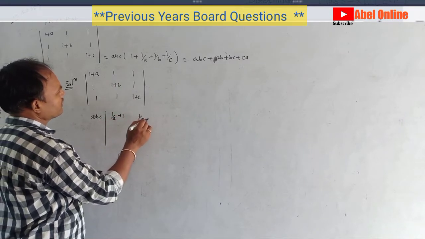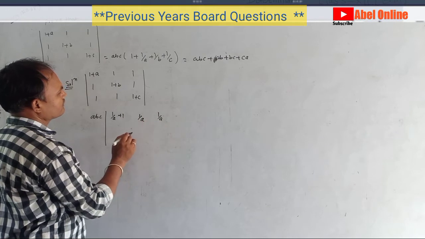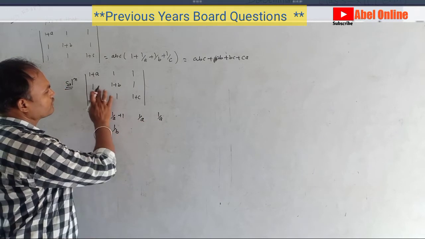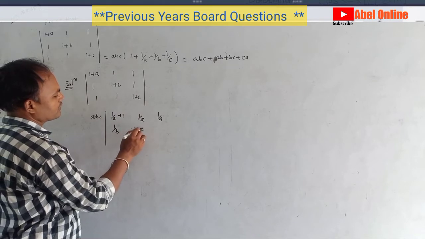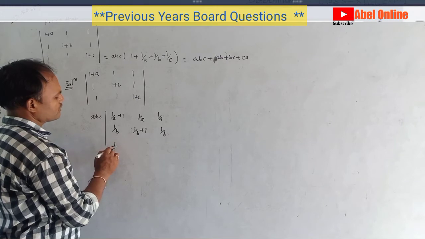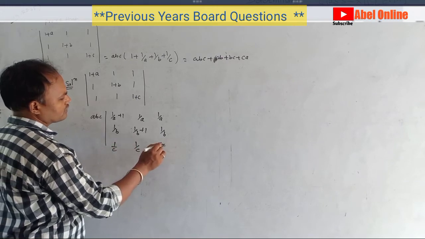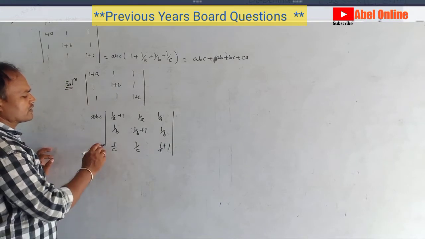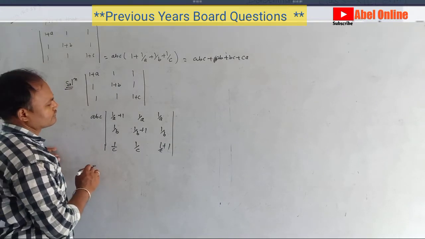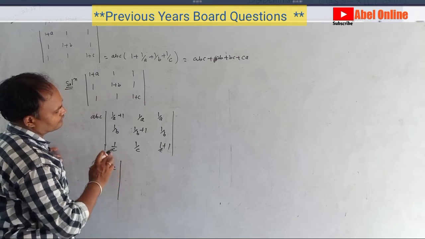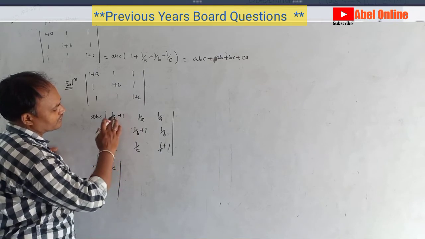It is 1 upon a, 1 upon a. Then it is 1 upon b. Taking b common from here, it is 1 upon b plus 1, 1 upon b, and 1 upon c. Then 1 upon c plus 1. So students, we can say that abc is the common, and I am going to operate on this.